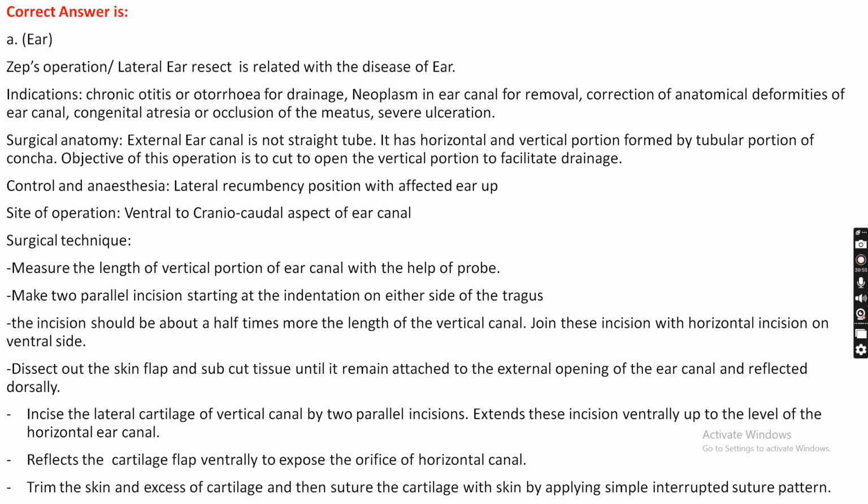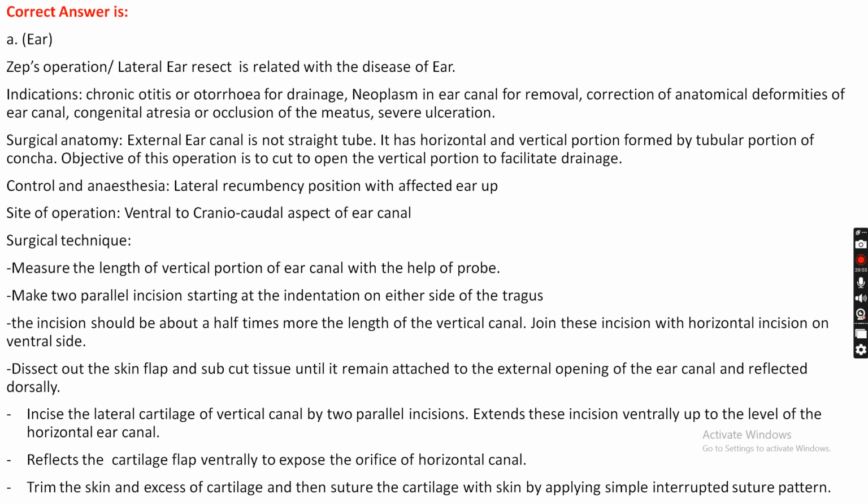Okay. Now we have to dissect out the skin flap and also the subcutaneous tissue, and reflect them dorsally. Okay. And now we have to incise the lateral cartilage, and then extend this incision ventrally until it reaches the horizontal ear canal level. Now we have to reflect this cartilage flap also ventrally, and expose the orifice of the horizontal canal, and we have to perform our operation.